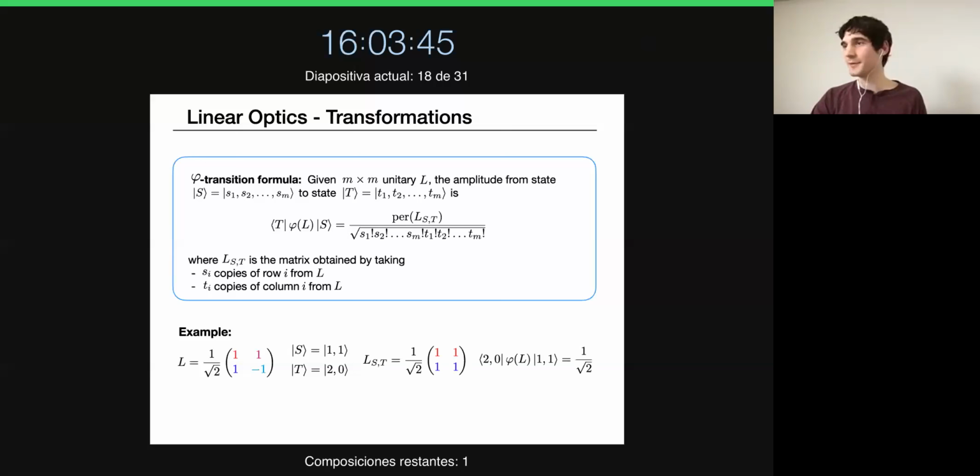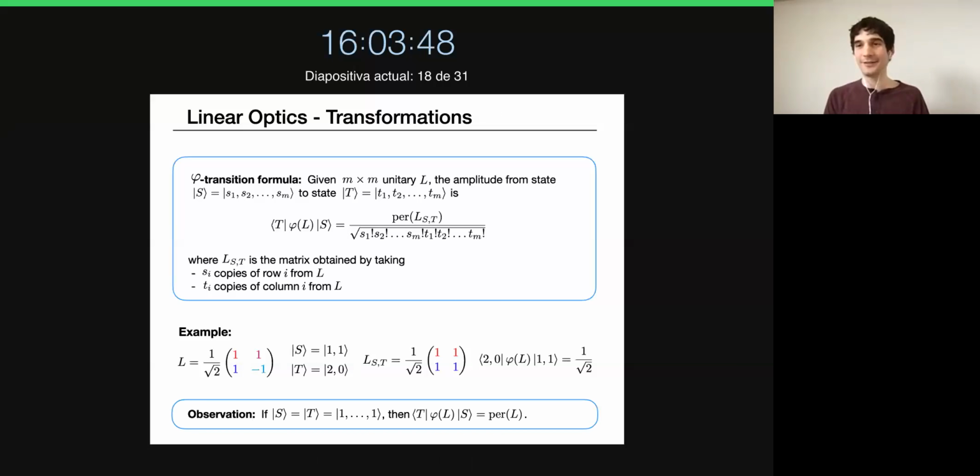A silly observation, which is in some sense the big takeaway of this talk, is that if you look at this formula and you set the starting state to be 1 photon in every mode and the ending state to be 1 photon in every mode, then this transition amplitude is exactly the permanent of the matrix L, because we're taking 1 copy of every row and 1 copy of every column, which is exactly L itself. And so now we have the permanent of L itself equal to some transition amplitude. And since L is unitary, we're cooking with gas in some sense. We're kind of close to what we want.